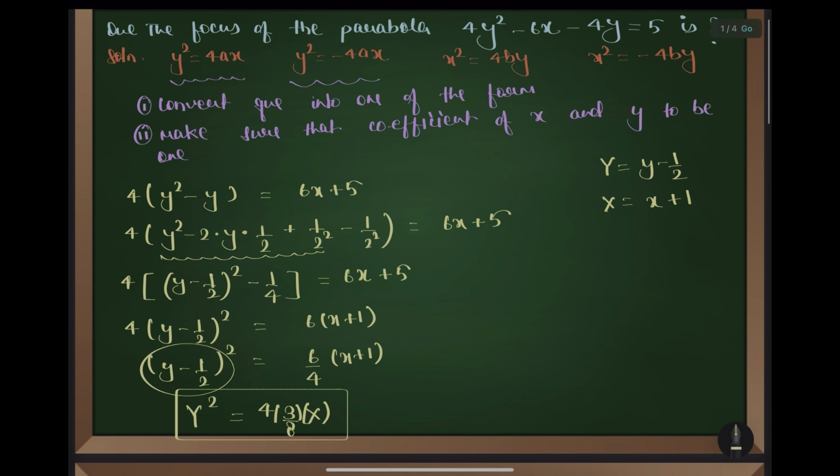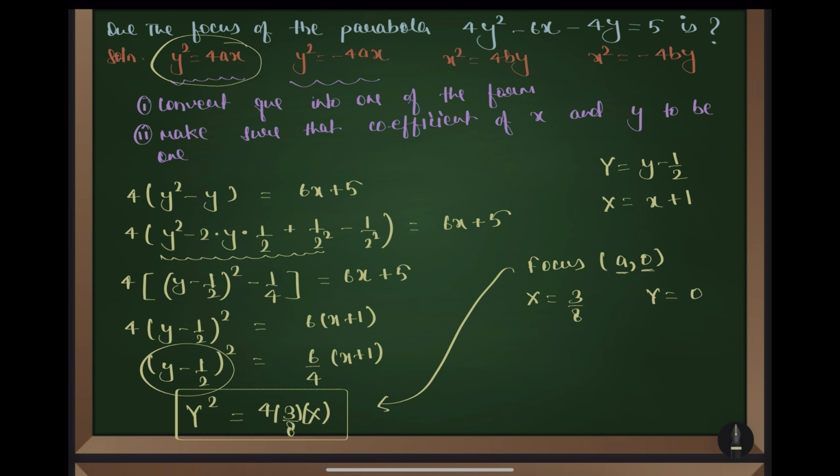Now what do we need? We need the focus of the parabola. So we know that if we fall in this category, the focus is a comma 0. This means X is a and Y is 0, but it is for this situation. So who is a? A is 3 by 8 in this case. Who is Y? In this question we have capital Y, so capital Y equals 0.